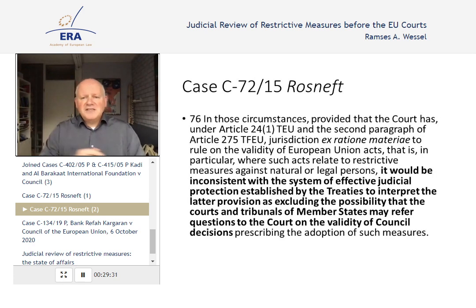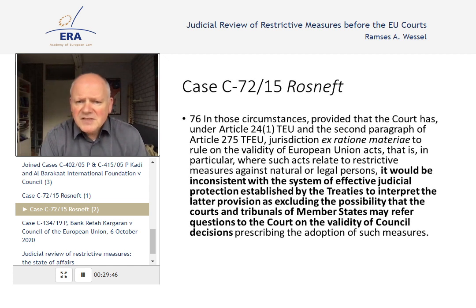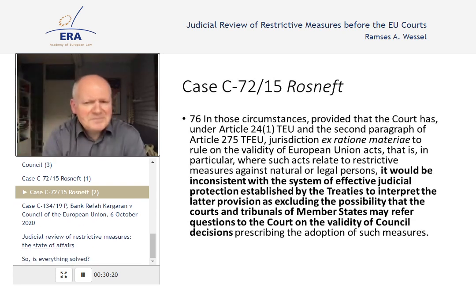So in Rosneft, again, let's take a look. It was about, indeed, as we have heard this morning, a Russian oil company being affected by these sanctions. But in this case, it entered the court through this preliminary question. It would be inconsistent, the court said, with the system of effective judicial protection established by the treaties to interpret the latter provision, this Article 275, as excluding the possibility that the courts and tribunals of member states may refer questions to the court on the validity of council decisions. So it would be inconsistent with the system of effective judicial protection. That is something that we also know from a very early case, Les Verts, where the court already stressed this idea of effective judicial protection. So again, very clear answer.